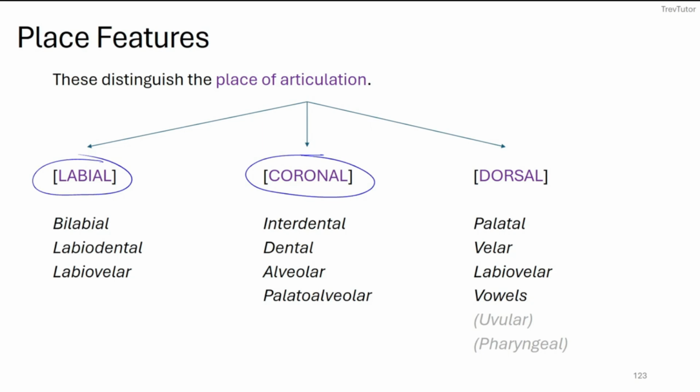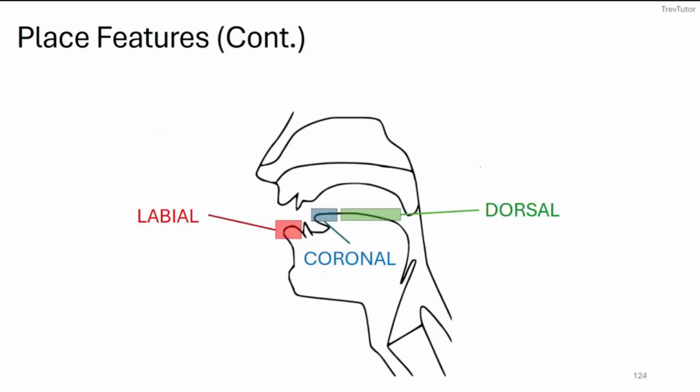And then we have dorsal, which uses the back of the tongue or the middle of the tongue for palatal, velar, labiovelar sounds, as well as vowels. And if you look at other languages, this also includes uvular and pharyngeal sounds. So there's a nice little diagram of what you could use to remember how these place features are used.